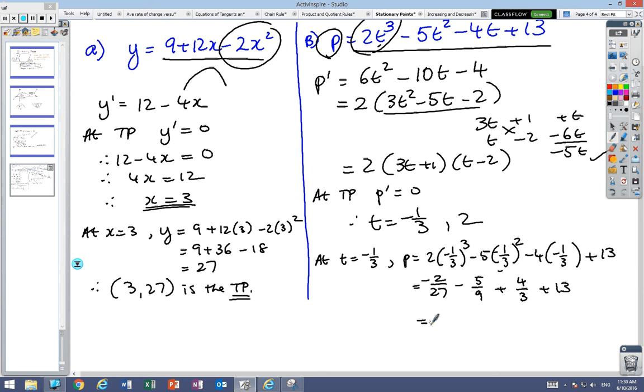Okay, turn the calculator on. So you've got minus 2 over 27. Just amuse yourself while I'm doing this.